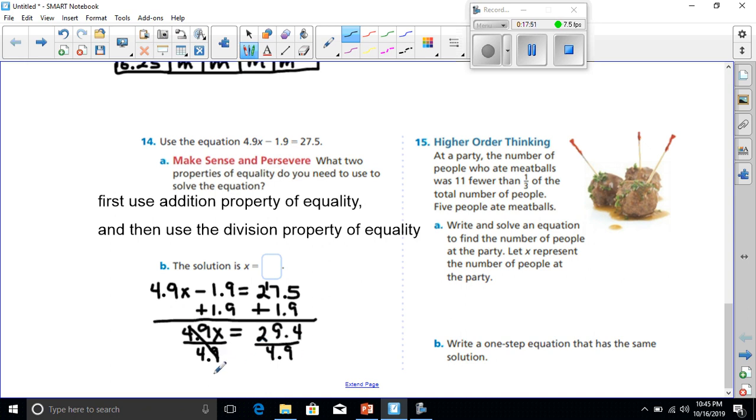Well, this is going to go ahead and get rid of that, which leaves me x by itself. Now I have to find out what is 29.4 divided by 4.9. Well, let's try this. 29.4 divided by 4.9. Well, we're going to have to move that decimal over. So we'll move this one over, and that'll put our decimal right here. How many times does 49 go into 294? Wow.